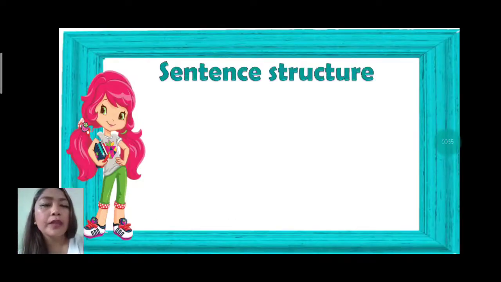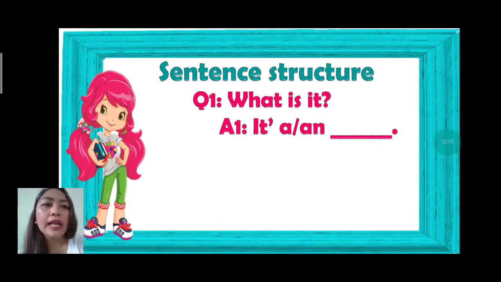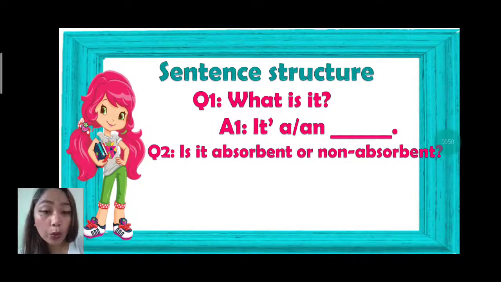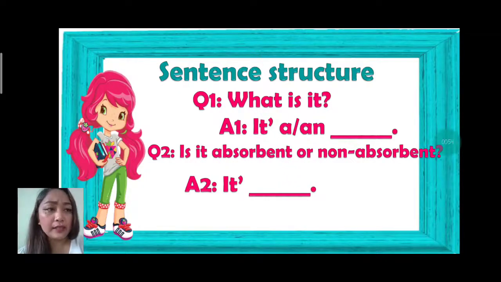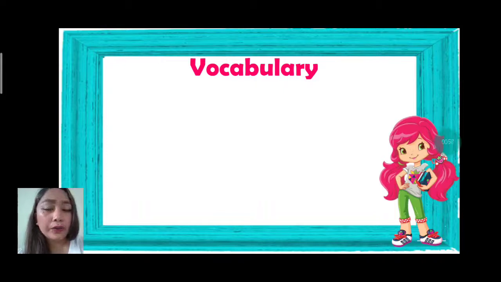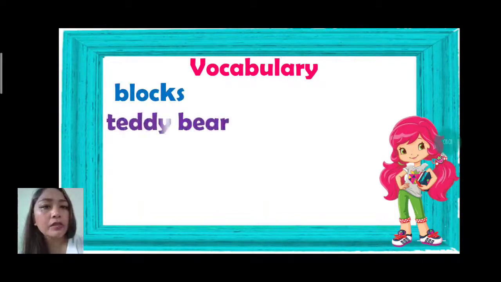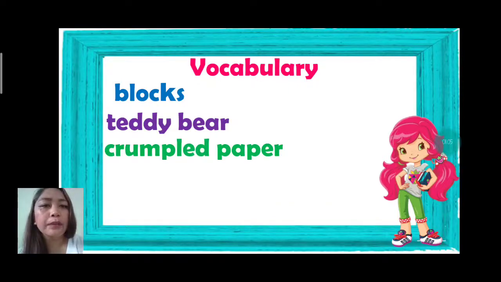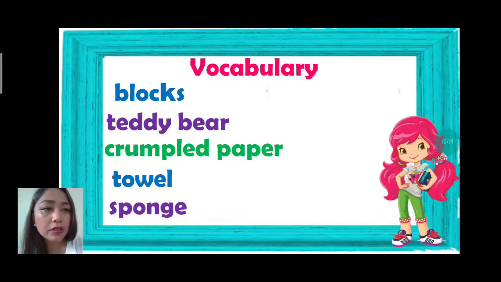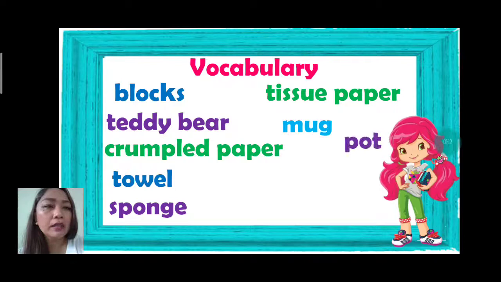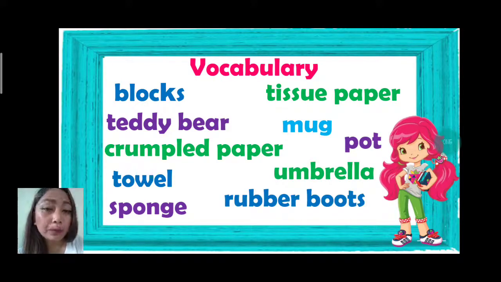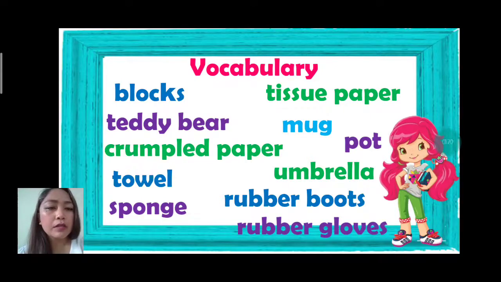into them. Our sentence structure is: What is it? Answer: It's a blank. Is it absorbent or non-absorbent? Answer: It's blank. For our vocabulary, we have blocks, teddy bear, crumpled paper, towel, sponge, tissue paper, mug, pot, umbrella, rubber boots, and rubber gloves. I want you to watch a video about absorbent and non-absorbent materials.